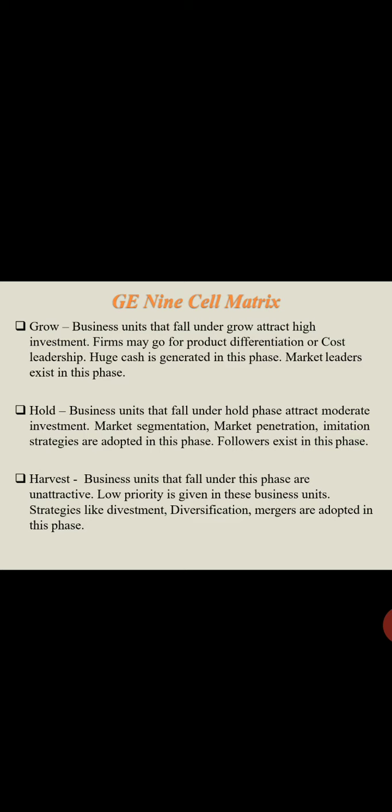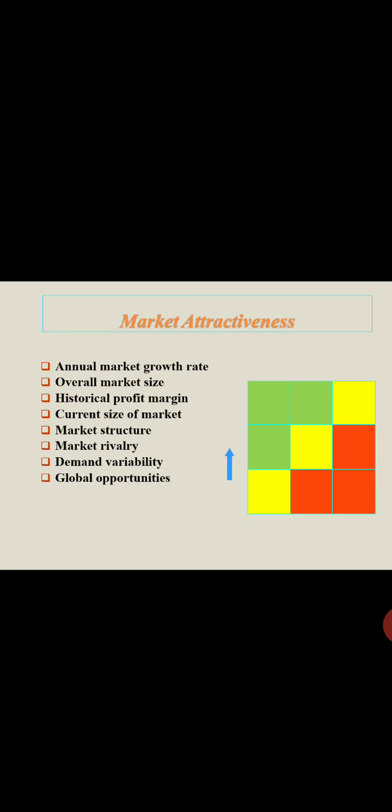And in the third phase, that is harvest, the red zone, business units that fall under this phase are unattractive. Low priority is given to these business units. Strategies like divestment, diversification and mergers are adopted in this phase due to the low performance of the product. They go for mergers or acquisitions, which will help them regain their position.